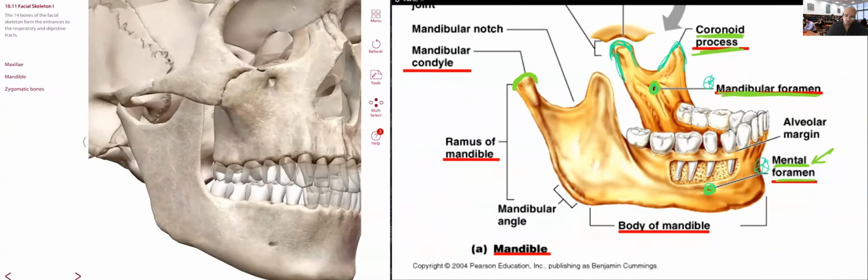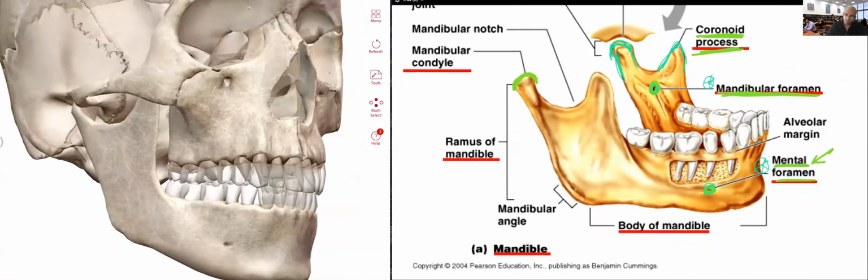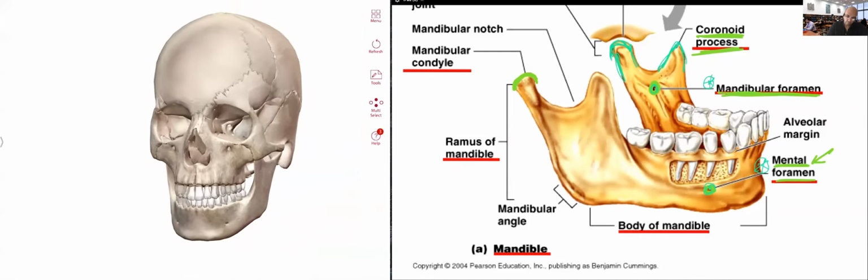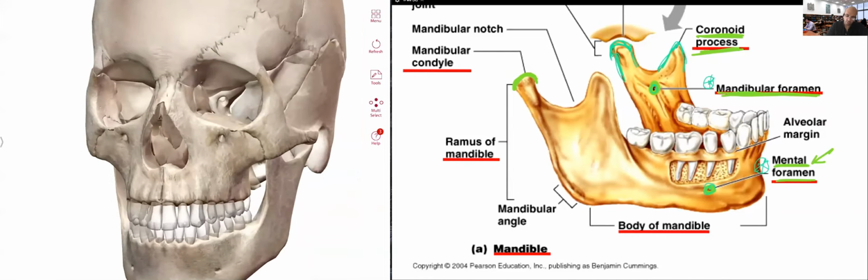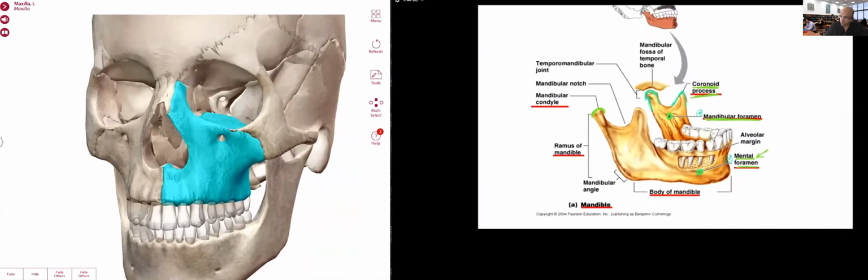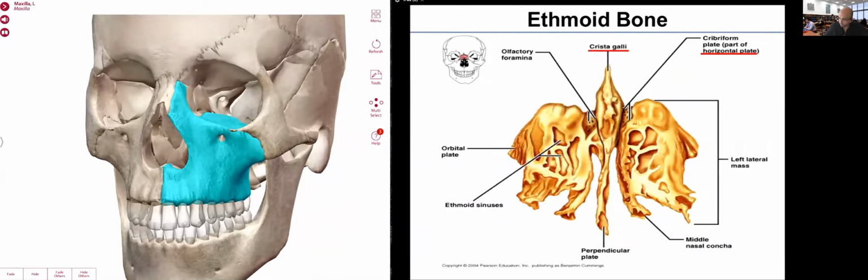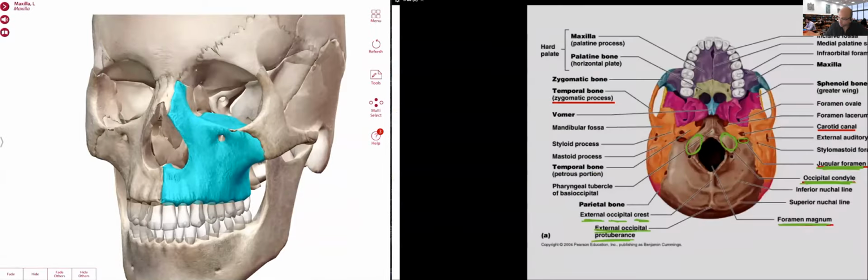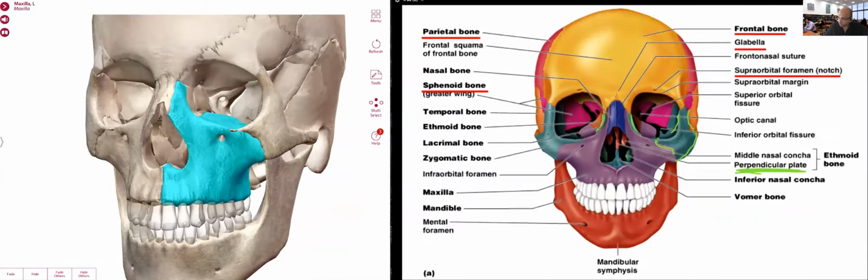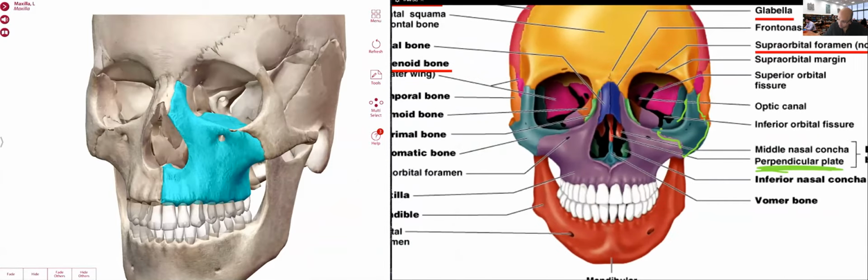All right, moving on to other facial bones. The next facial bone is the bone that will share in the formation of the upper jaw. This is called my maxilla or my maxillary bone. Look on here, this is one maxillary bone.